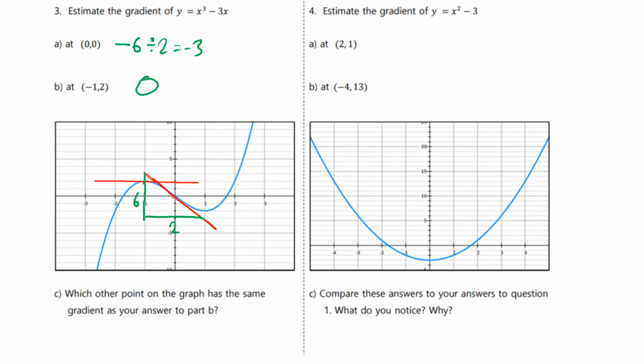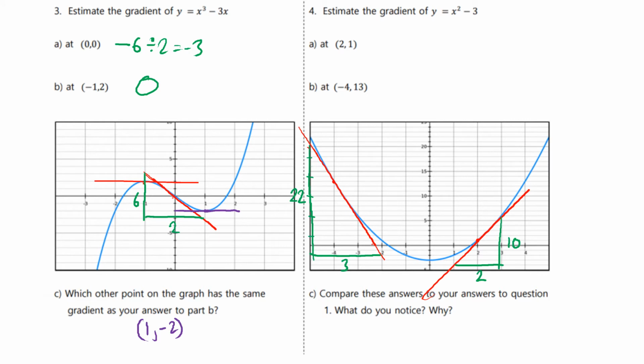Now, they've got a follow-up question as to what other part of the graph would have that same answer of 0. And it would be at this point here. We call this a turning point. So for part C, it would be at 1, minus 2. Okay. Same thing for question 4, have a go, and come back in 3, 2, 1.